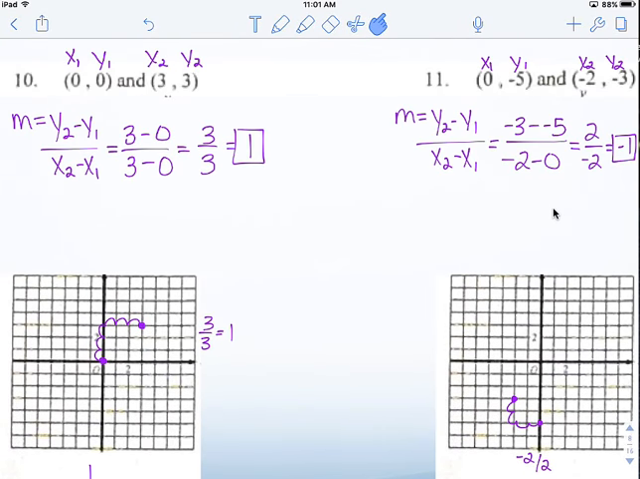Now I would like you to pause the video again and try the next two problems on your own, and then restart the video to check with me.